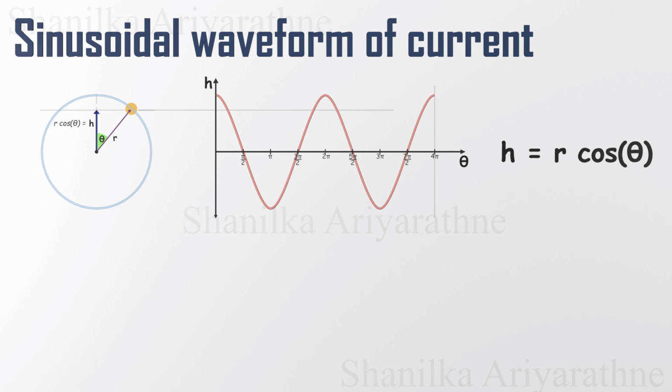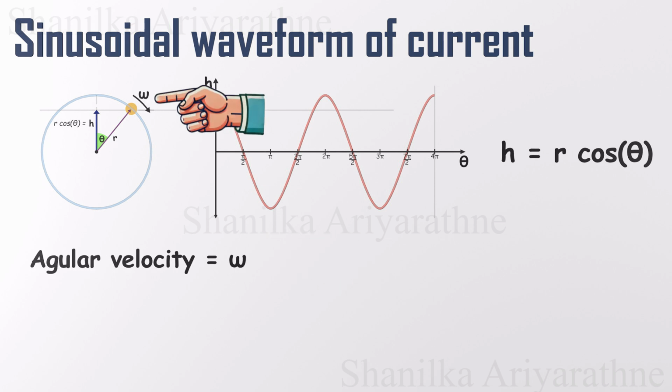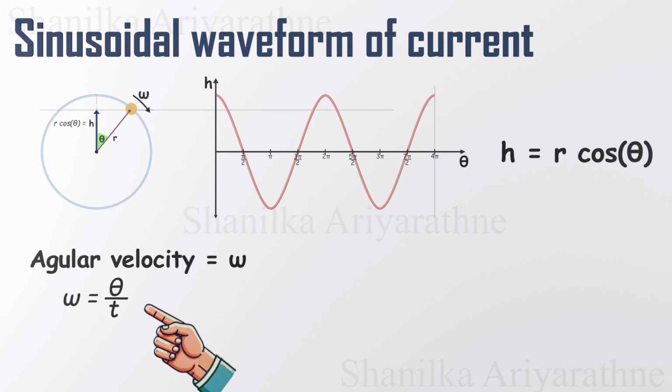Now let's say our particle is spinning around the circle at a steady rate, a constant angular velocity, which we'll call omega. Angular velocity simply tells us how fast the angle is changing with time. And since velocity is always distance over time, in this case, it's the angular distance divided by time. So, to find the angle the particle has swept out at any moment t, we just multiply omega by t.